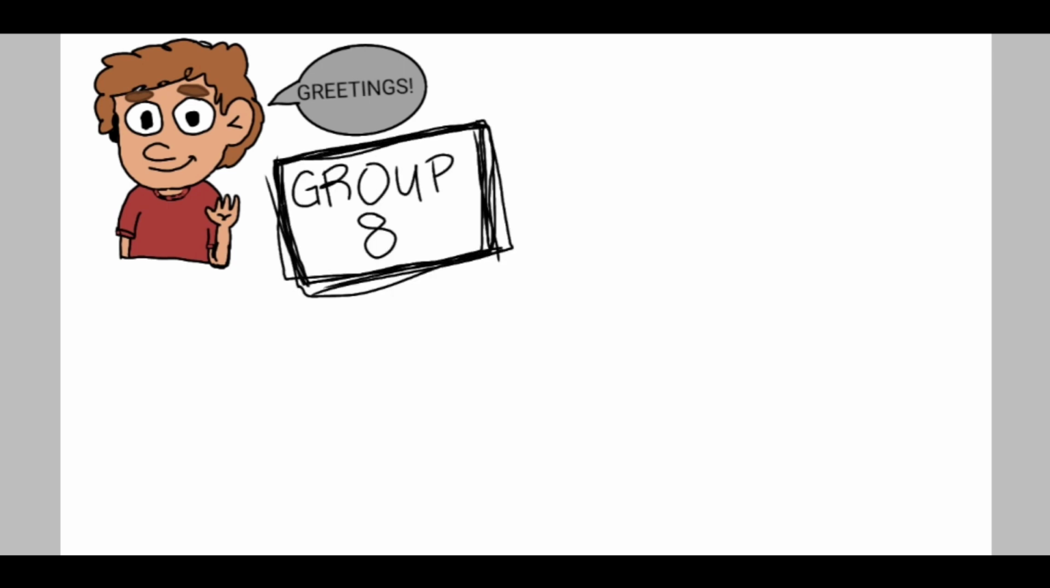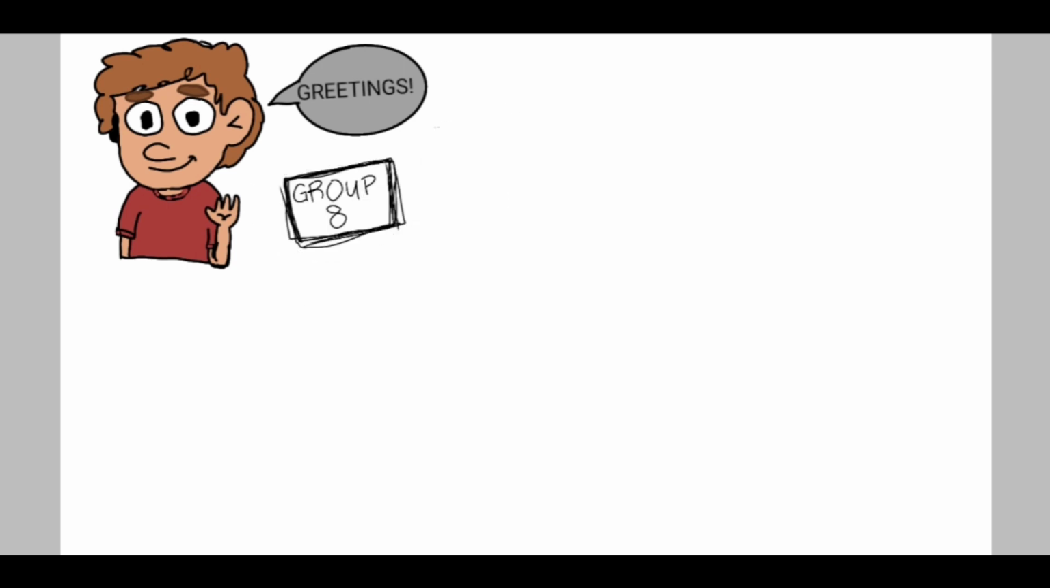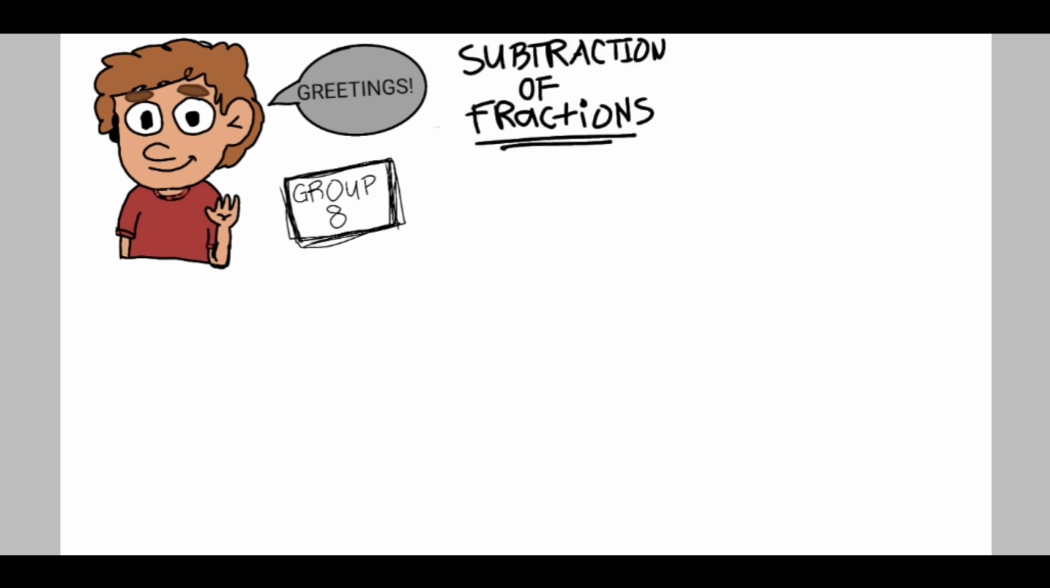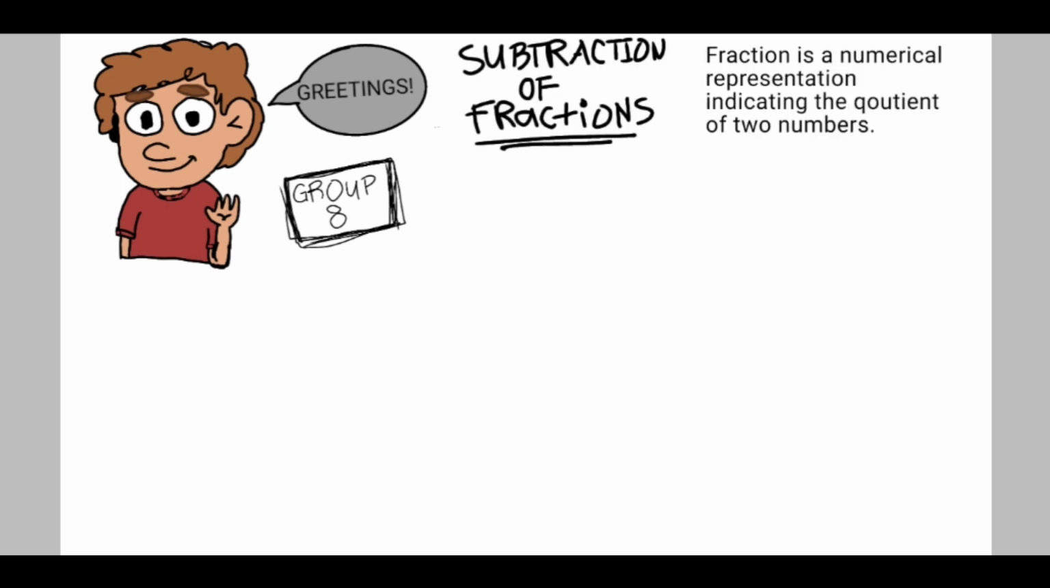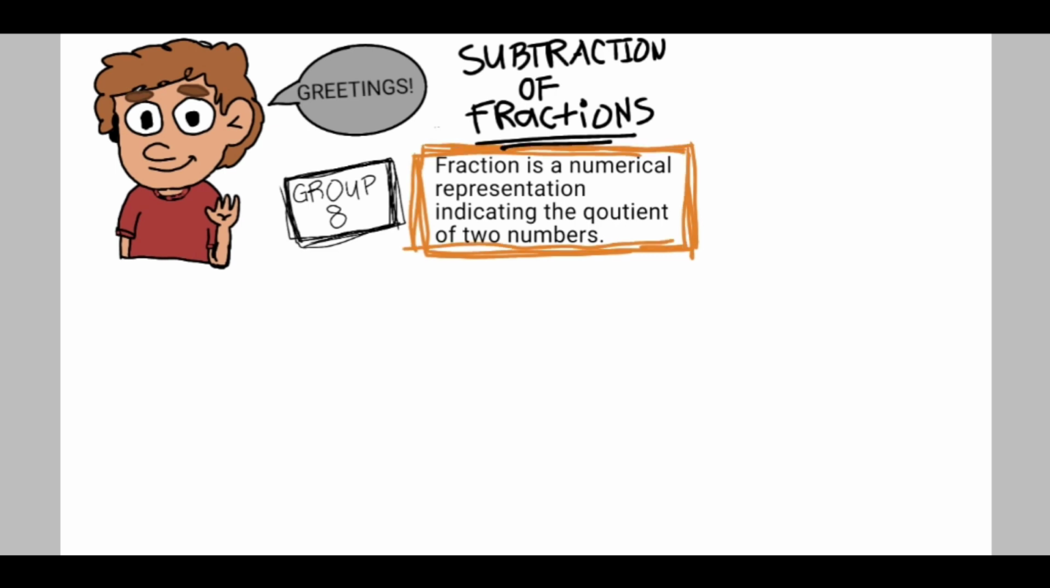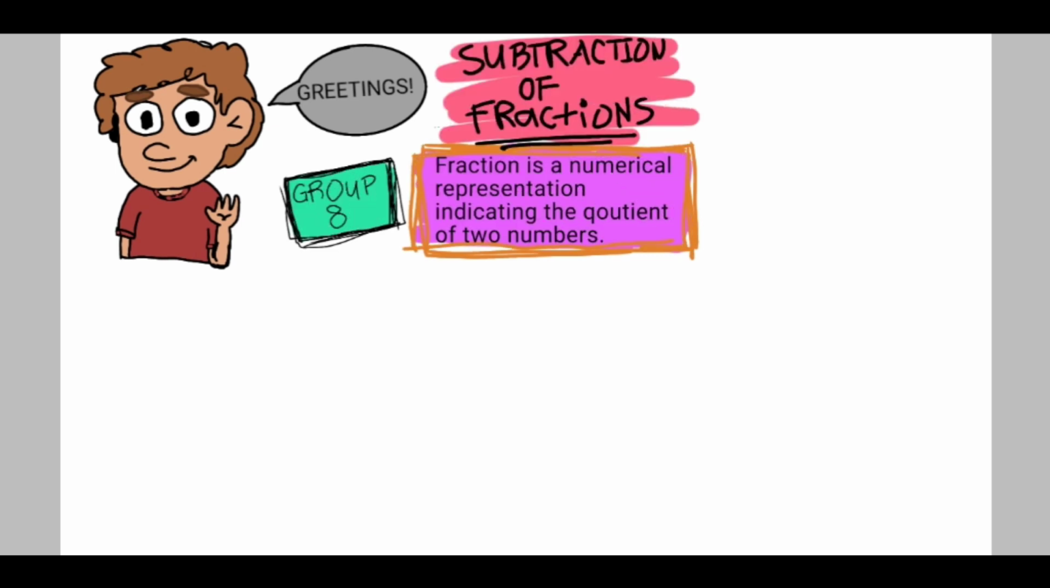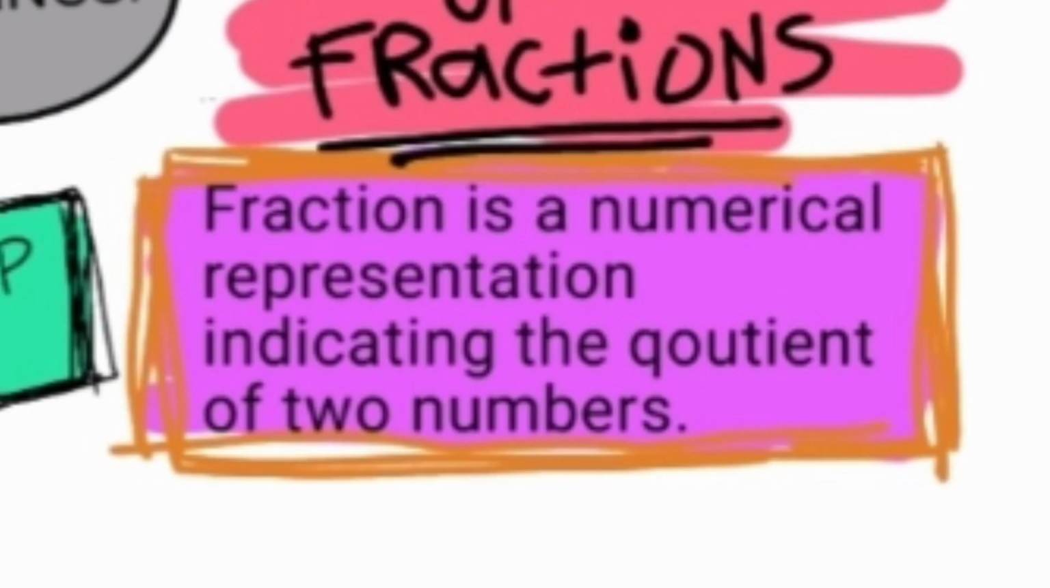We are group 8 and in this video we are going to report and talk about fractions and how to subtract them. Fractions. For those who don't know what a fraction is, according to Merriam-Webster's dictionary, it is a numerical representation indicating the quotient of two numbers.